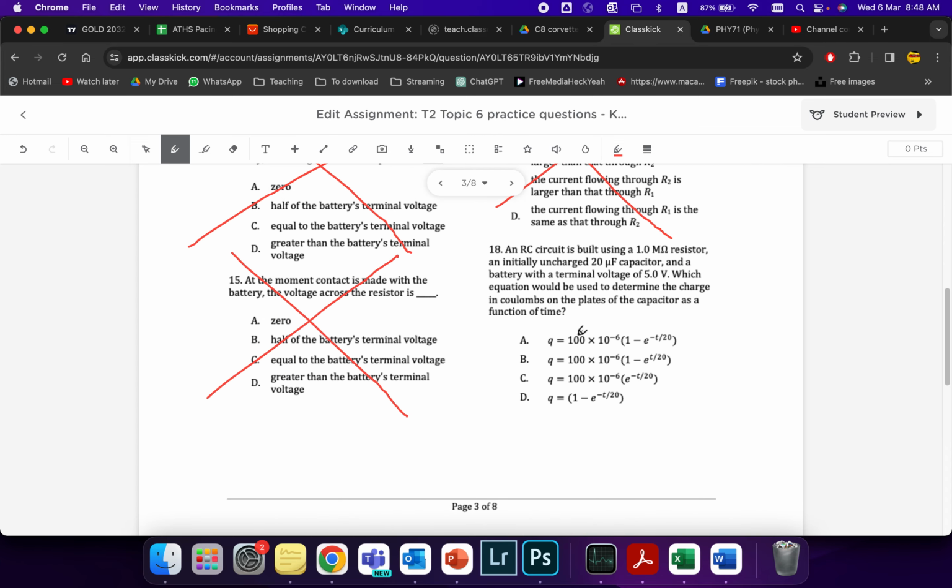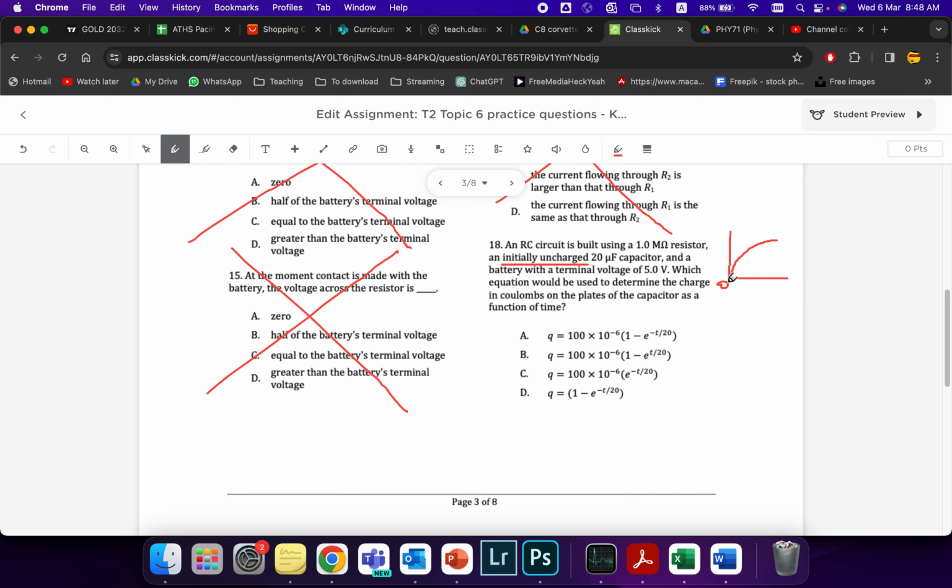Question 18, we're moving on now. You have 1 mega ohm, you have this, you have that. Which is the best to determine the charge in coulombs? Okay, so what's happening here is the capacitor is initially uncharged, meaning it will start charging. If my initial charge is 0, the only way it can go is up. It will charge. And luckily for you, discharging capacitors have been cancelled from this year's KPIs, so you only really need to know about the charging.